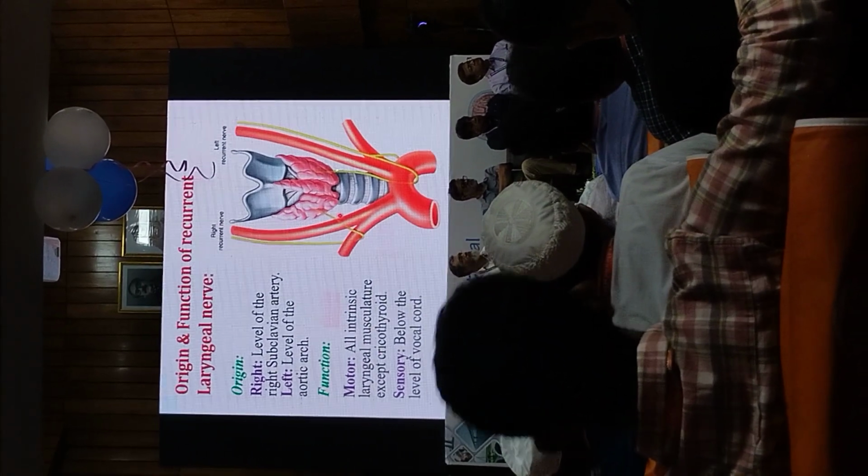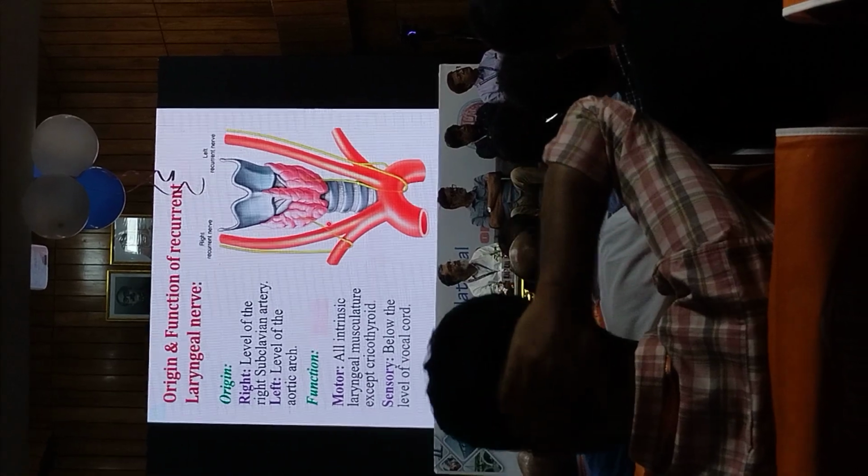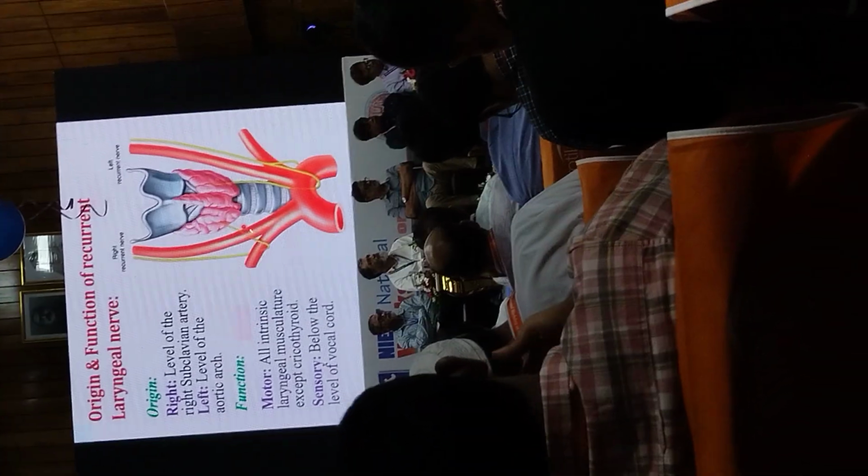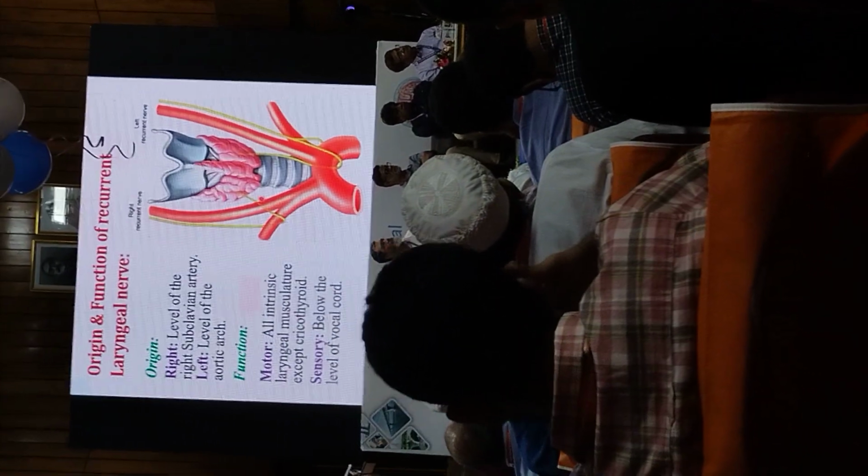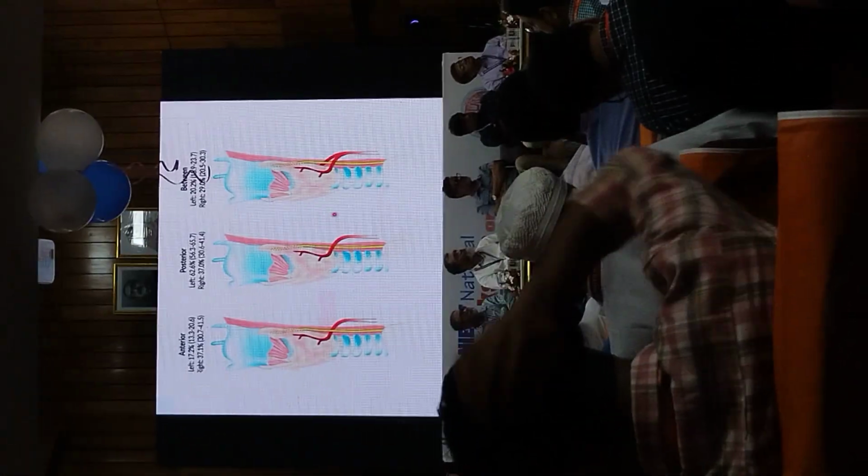So on the left side, the nerve is found very close to the trachea, in the tracheoesophageal groove, but on the right side it is never found there. So it is found a bit lateral to the trachea. So this point should be kept in your mind during surgery. And you see here the position.